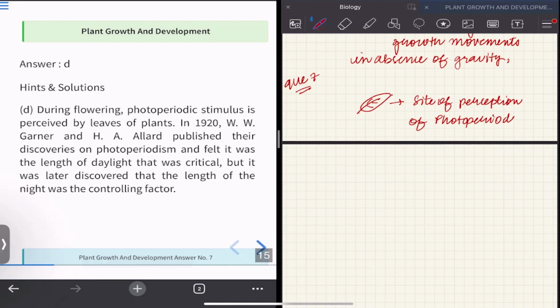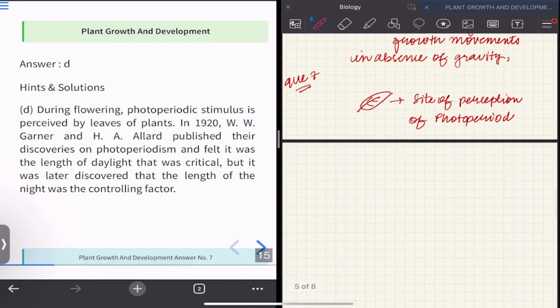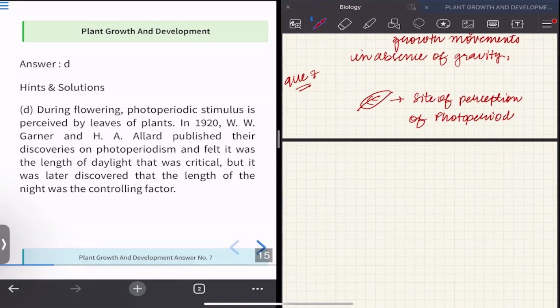In 1920, there were two scientists who published their discoveries on photoperiodism and felt it was the length of daylight that was critical. But it was later discovered that the length of the night was the controlling factor. So what do they actually mean? There are some plants that grow in winter. There are some plants that grow in day. So one factor is the duration of day and duration of night.